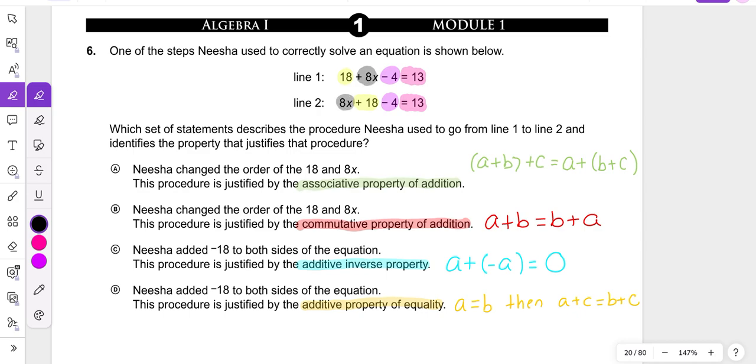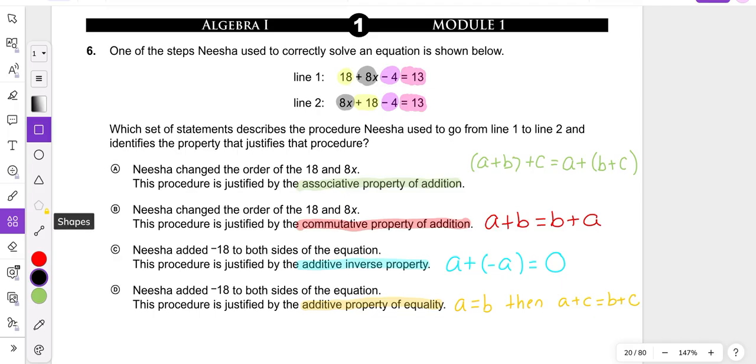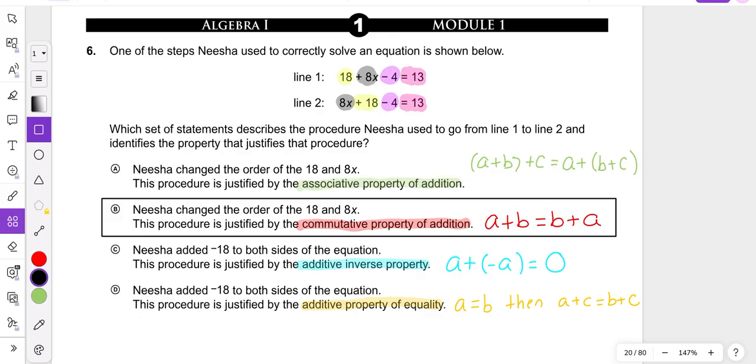And because we got some rearrangement of the order that they're written in, this helps us to properly get our correct answer here, which is letter B, in which Nisha changed the order of the 18 and 8x. This procedure is justified by the commutative property of addition. Notice that was A plus B equaled B plus A. While yes, I had 3 things in the original problem, it could be broken down to a smaller scale of just 18 plus 8x being the same thing as 8x plus 18.